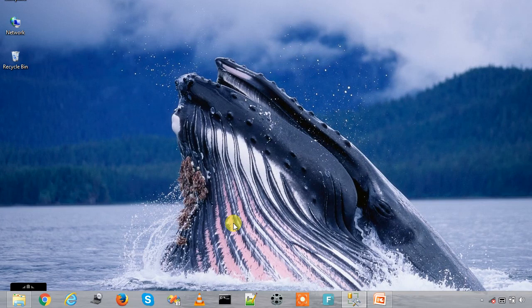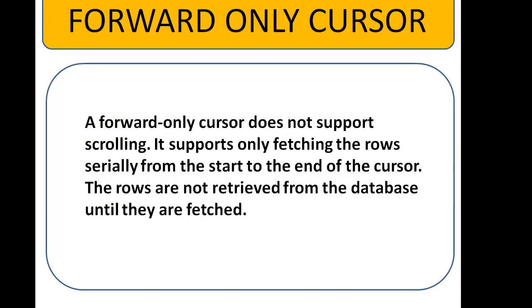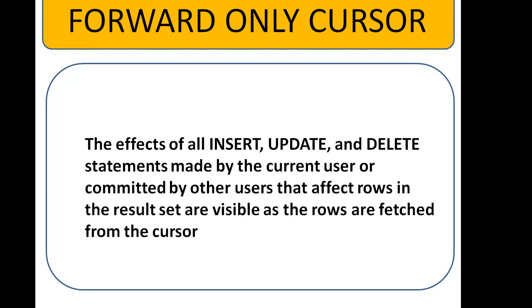In this session we are going to see about forward only cursors in SQL Server. Forward only cursors do not support scrolling. They support only fetching the rows serially from the start to the end of the cursor. So we cannot use prior and first after fetching. We can only use fetch next, and the rows are not retrieved from the database until they are fetched.